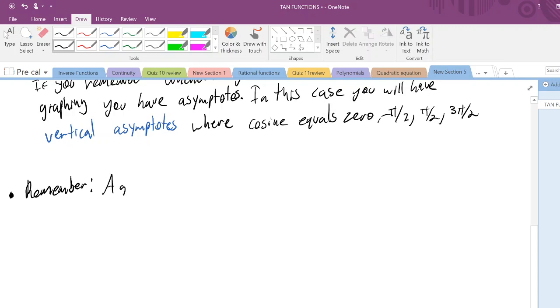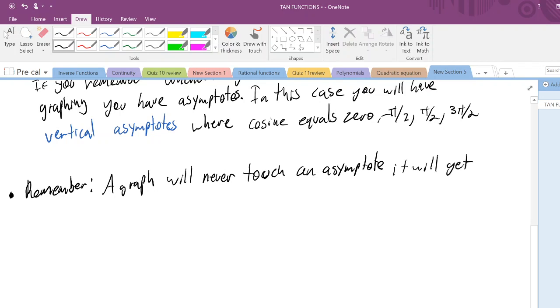Also remember, a graph will never touch an asymptote. It will get close to it, but never touch it.